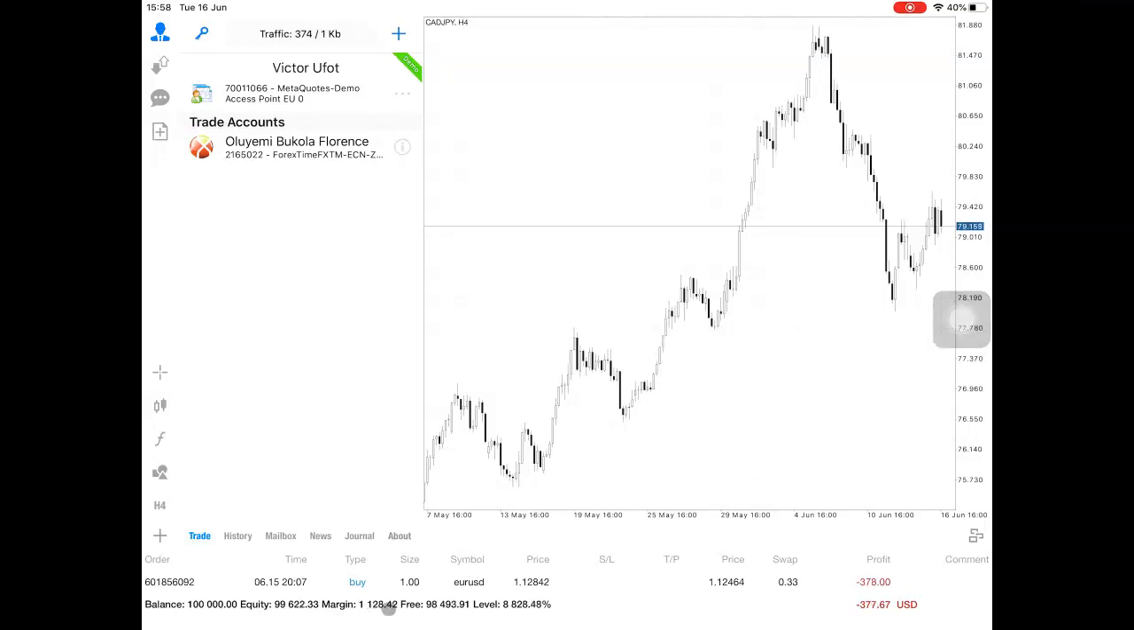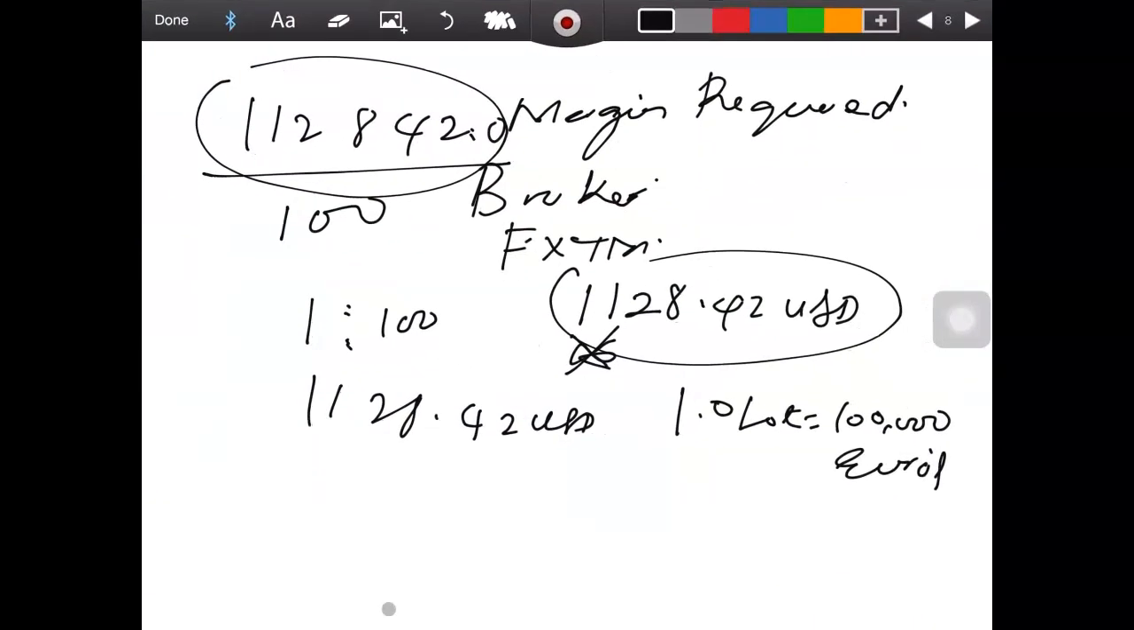Without that 1 to 100 leverage, we need $112,842 US to place this same trade. Now that is the power of leverage. Okay, leverage will allow you to use $1128.42 to control or trade currencies worth 112,842 USD using a 1 to 100 leverage. Now this is the power of leverage.